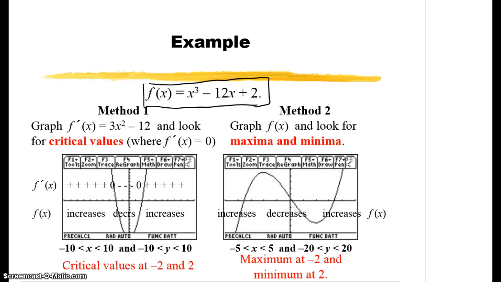So here's our function x cubed minus 12x plus 2. On the right hand side with method 2, I've graphed f of x. So this is the graph of my function. Go ahead and grab this on your calculators. And to look for the maximum and minimums, we need to use those commands on the calculator. So let me bring that up.